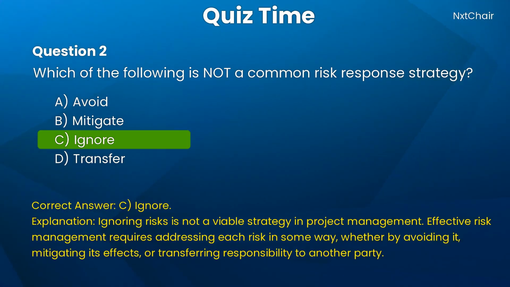Correct answer: C. Ignore. Explanation: ignoring risks is not a viable strategy in project management. Effective risk management requires addressing each risk in some way, whether by avoiding it, mitigating its effects, or transferring responsibility to another party.